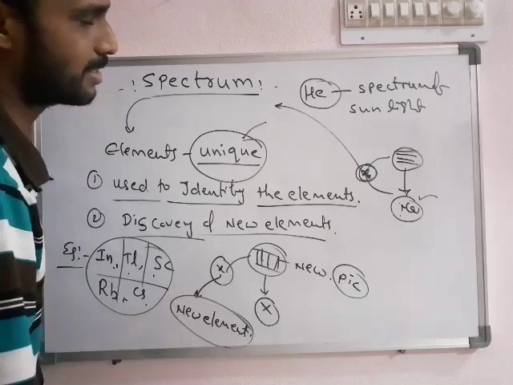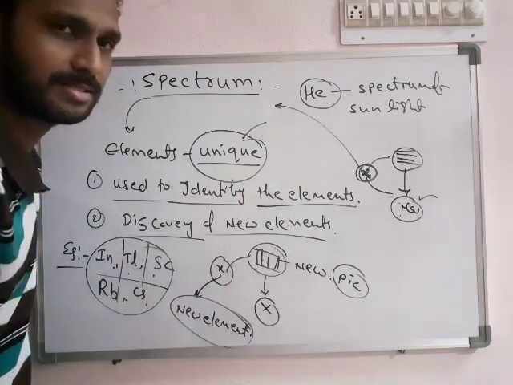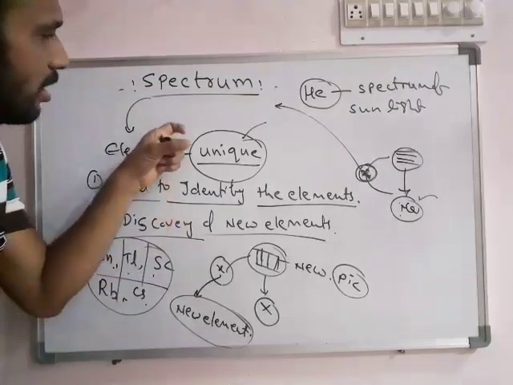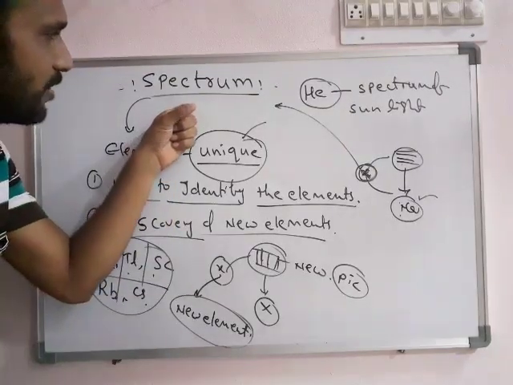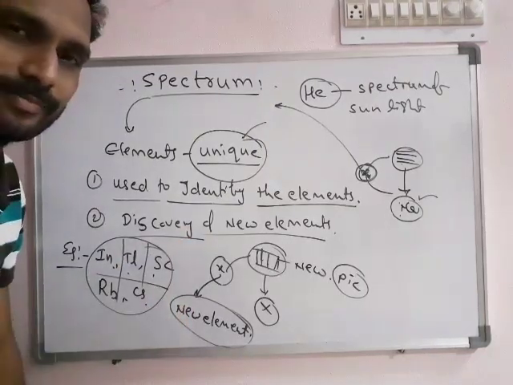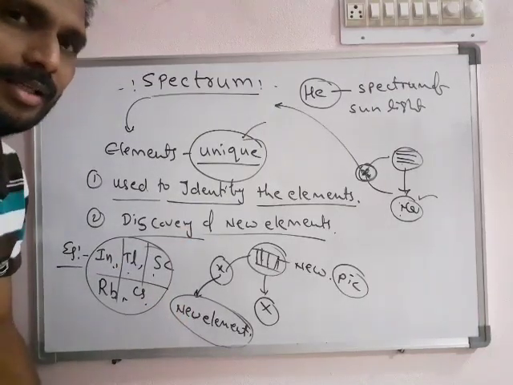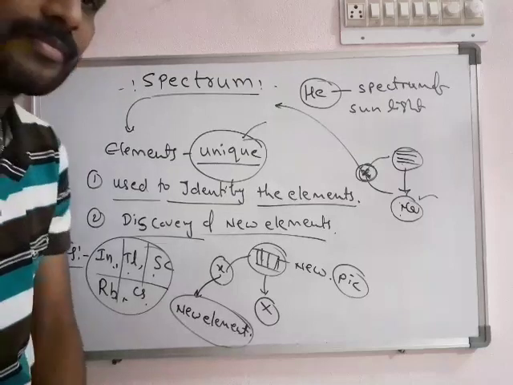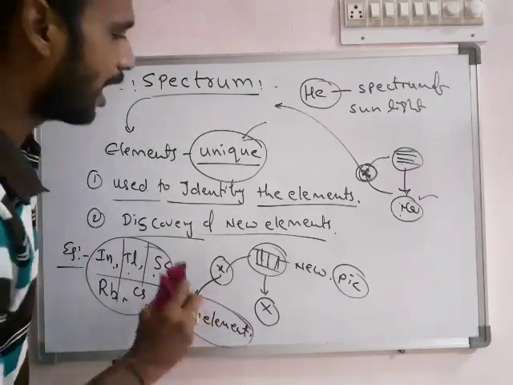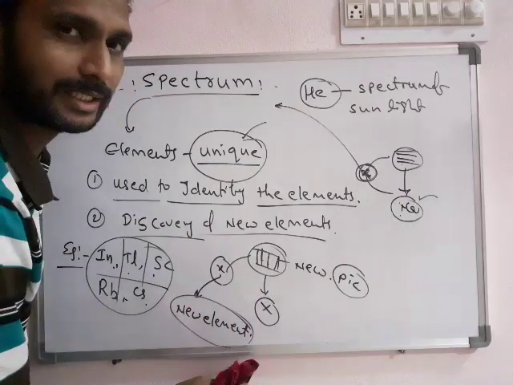Sunlight spectrum base చేసుకొని helium was discovered at first. Okay, so this is the definition for spectrum and what is the importance of the spectrum. Okay, now we see how many types of spectrums are there, and how you take the spectrum experimentally.